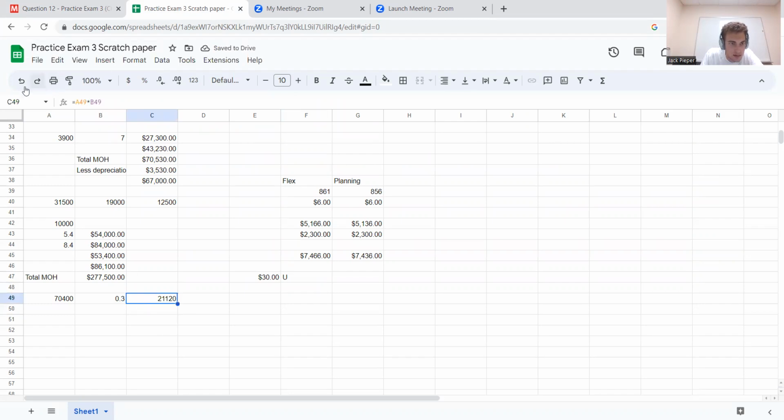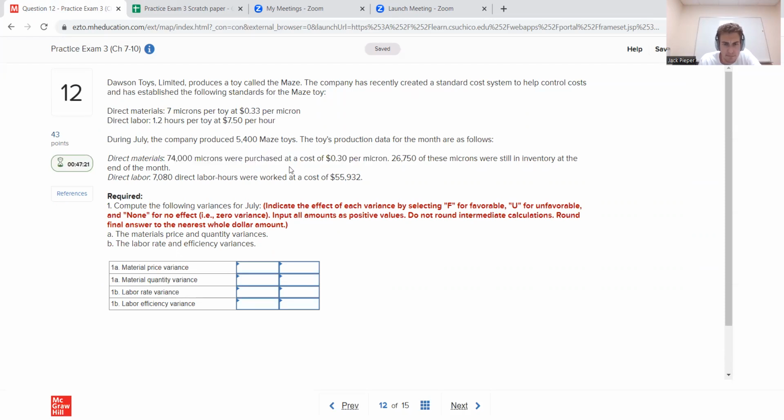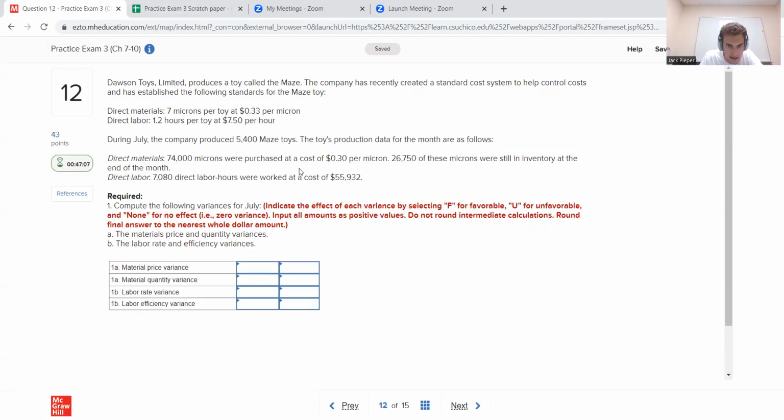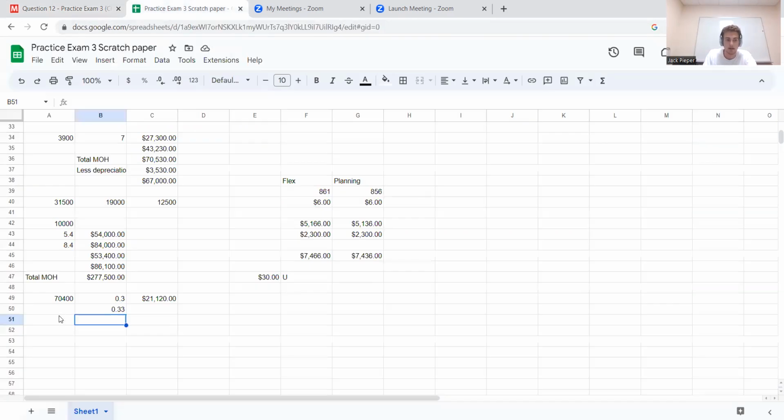And that's $21,120. And then now we'll do the standard multiplied by the standard price, which is the 33 cents. So 0.33. So this is the actual price, and this is the standard price. So immediately we know that it's going to be a favorable difference, right? Because our prices are lower. We're paying less per micron, but we'll still do this.